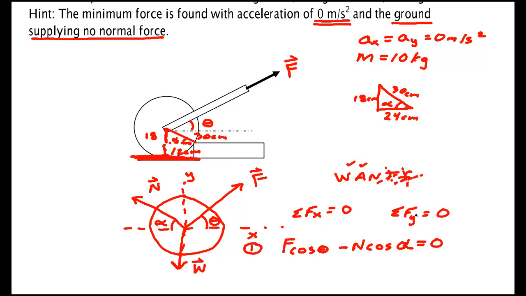Another equation is from the y. In the y, I have this part of the F, which is the opposite. So F sine theta, and that's going upward, so that's in the positive direction. I have this side of the normal, N sine alpha, and that's also going in the positive y, so that's a plus. And then I have W, all of it, going in the negative. Minus W is 0. That's equation number 2.